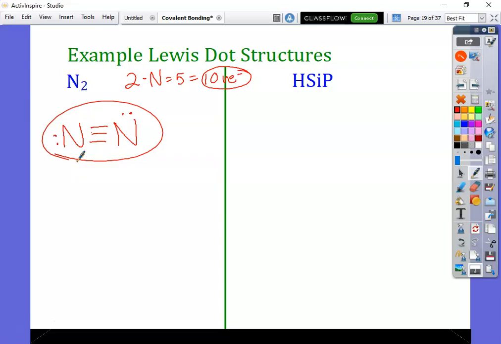All right, there's one more molecule there for you guys to try. Give it a shot, and then after you've tried it, come back and check your answer.